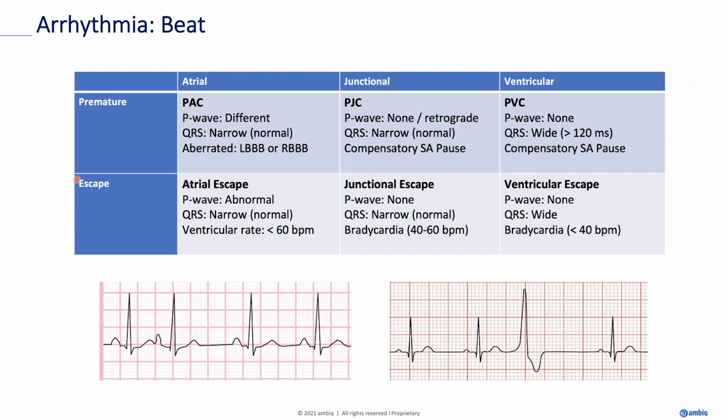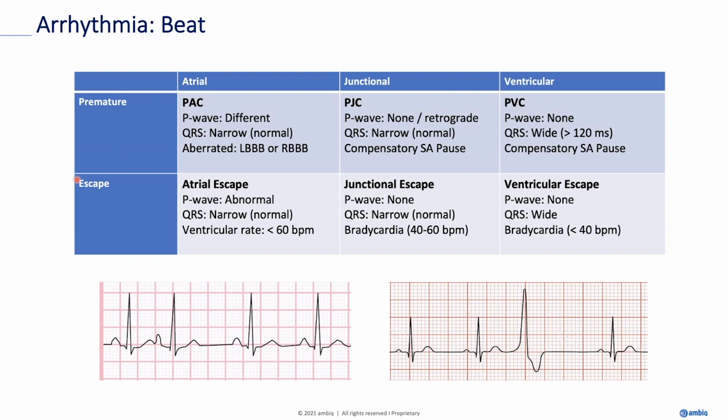Or, if your heartbeat is beating too slow, because they're pacemakers, they may have an escape beat. So you'll see a pause, and then eventually you'll see a QRS complex. For the atrial ones, they're not always as easy to see.